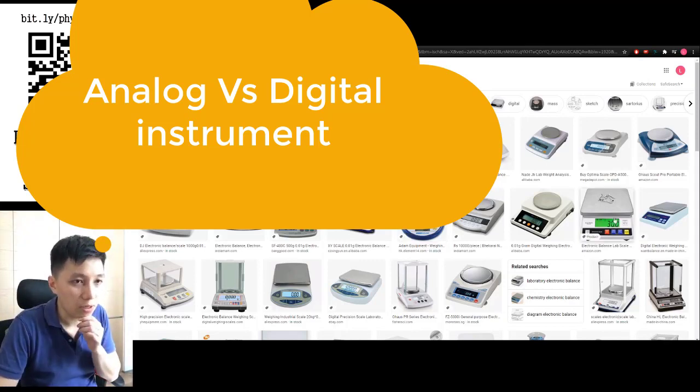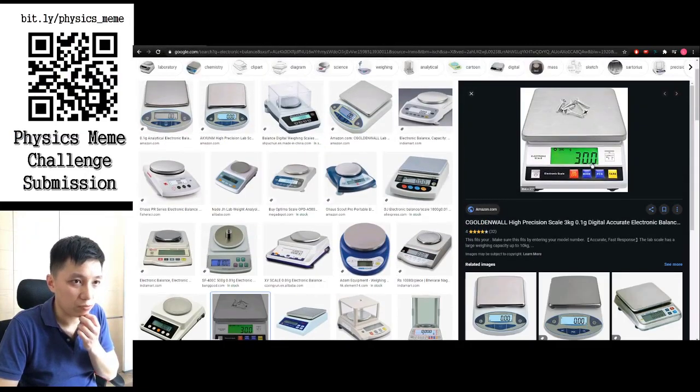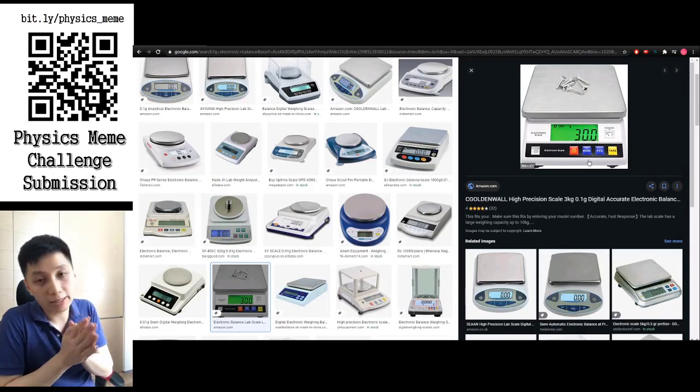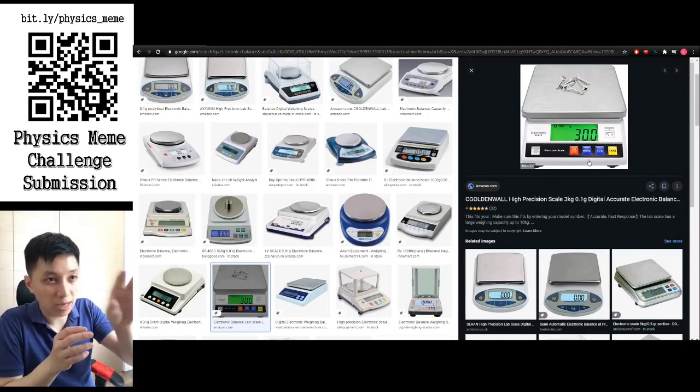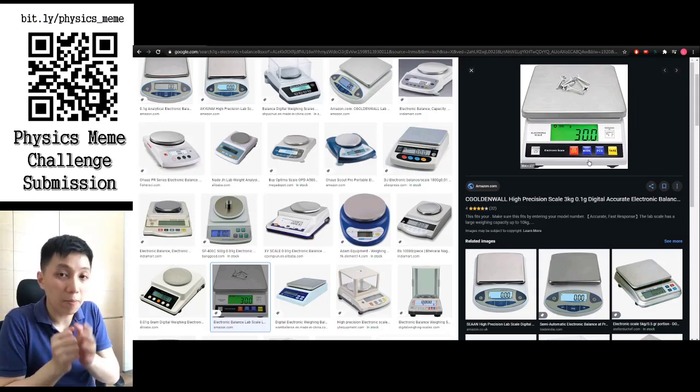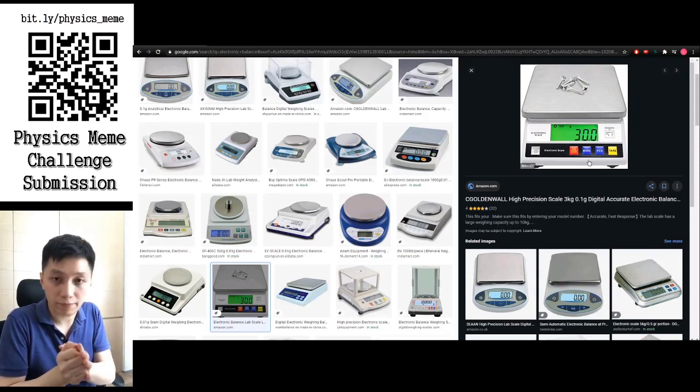So for example, if this picture is reading 30.0 gram, then what you can say about the mass of these screws will be 30.0 gram plus or minus 0.1.